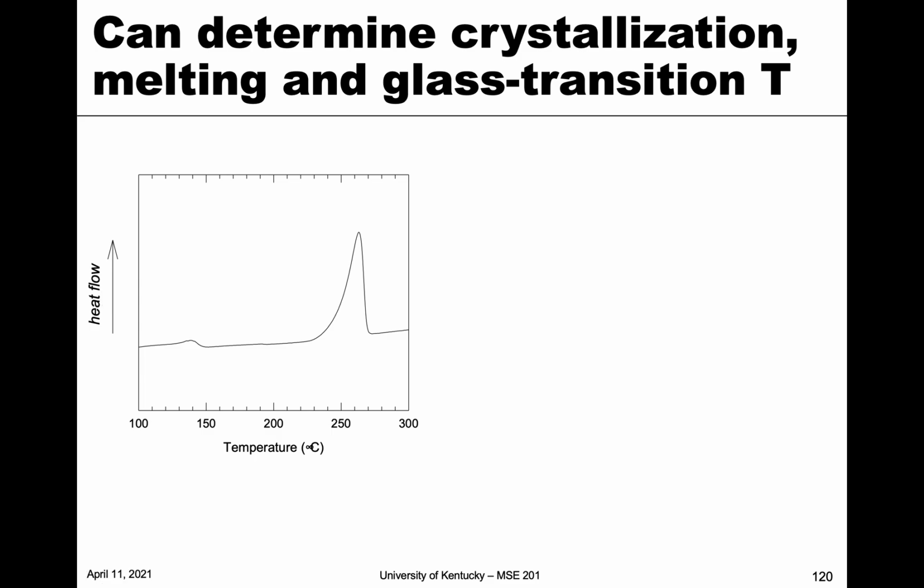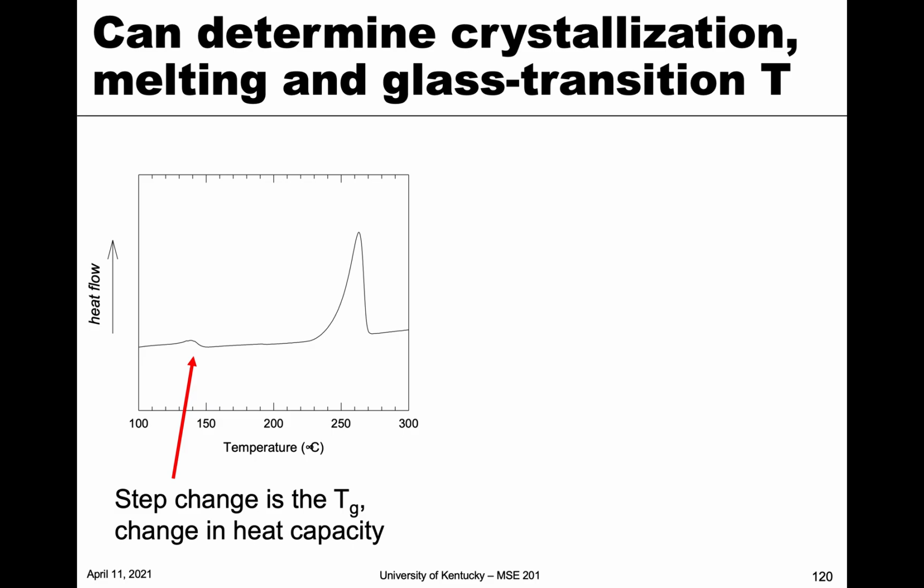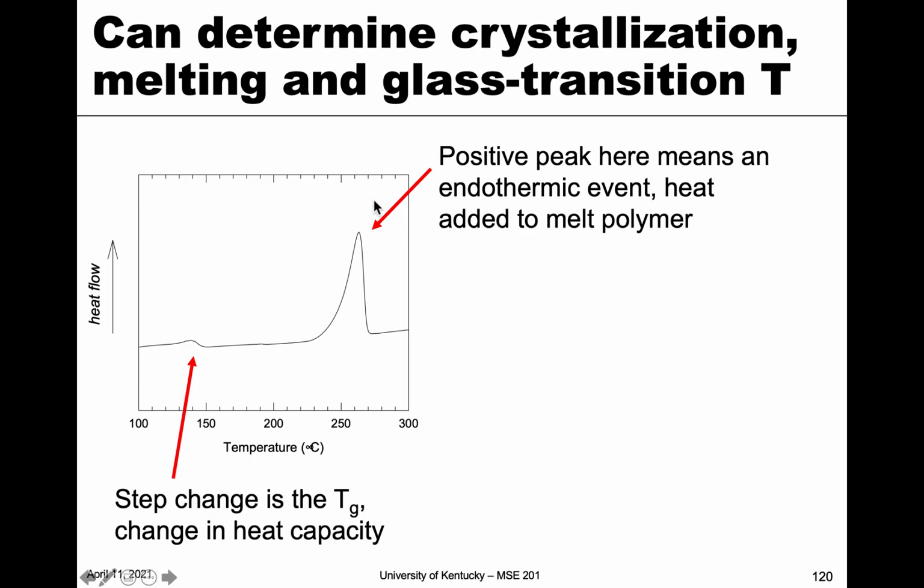And so the first thing we see is this step change. So basically we see kind of a flat line and then it steps down and there's another flat line. So step changes like this in polymers tell us that we have a glass transition temperature, because the step change corresponds to a change in the heat capacity. And that's what we expect with the Tg. So anytime we see one of these step changes for a polymer, it tells us we're measuring the glass transition temperature of that material. And then afterwards, we have this positive peak.